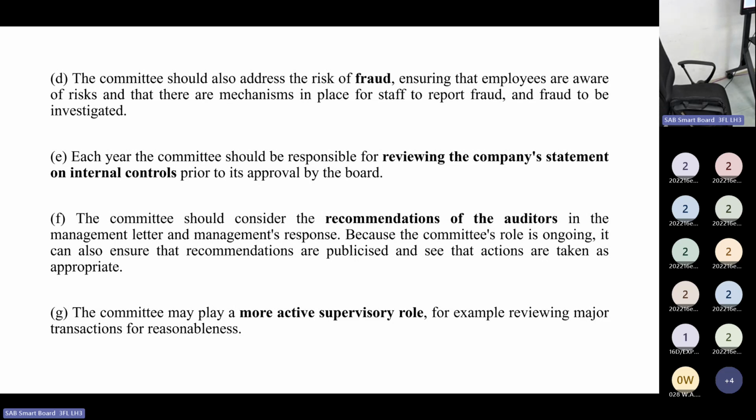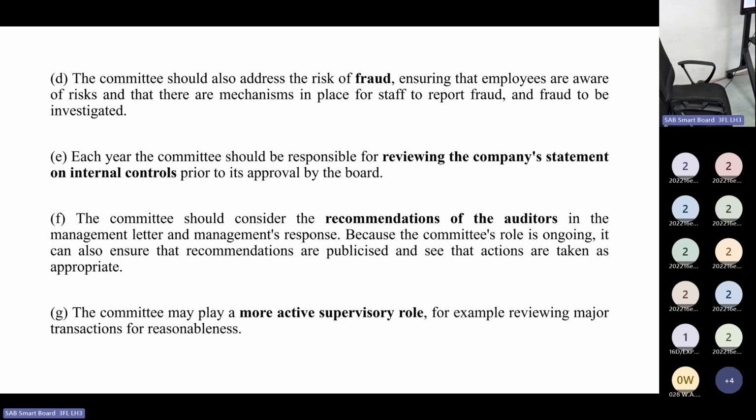Next one, the committee should consider the recommendation of the auditors in the management letter and the management response. The auditors' comments on the internal controls and how managers have responded to those things is the next thing they have to look at.